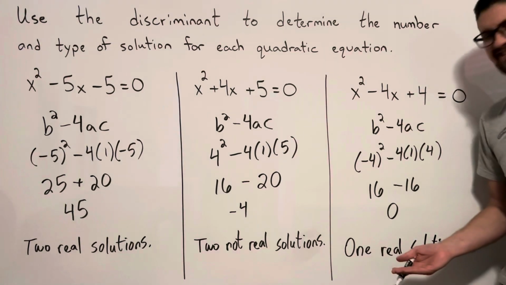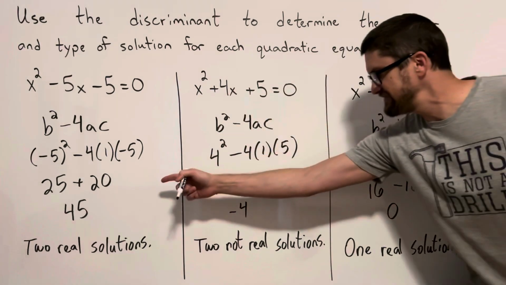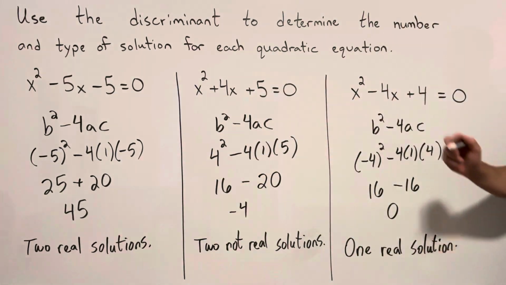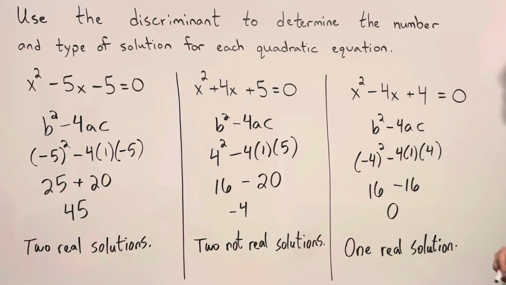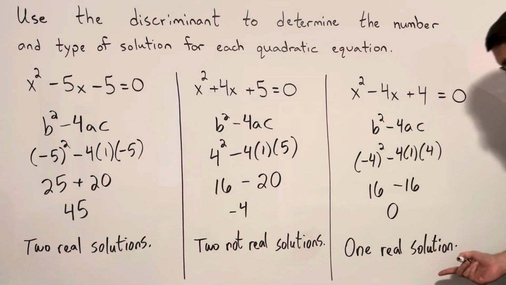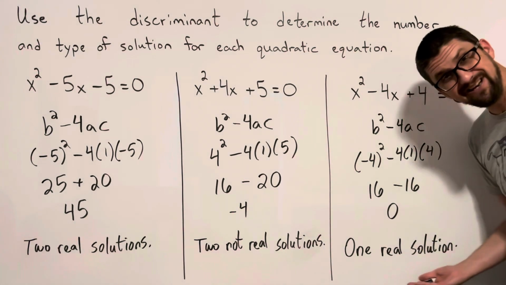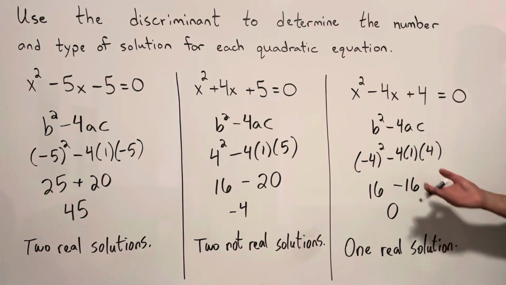There's the 3 different scenarios for the discriminant. You get a positive number, 2 real solutions. You get a negative number, 2 unreal solutions or not real solutions. And if you get 0, that means you have only 1 real solution. You could say it's a repeated solution, but there's only going to be 1. There you go.